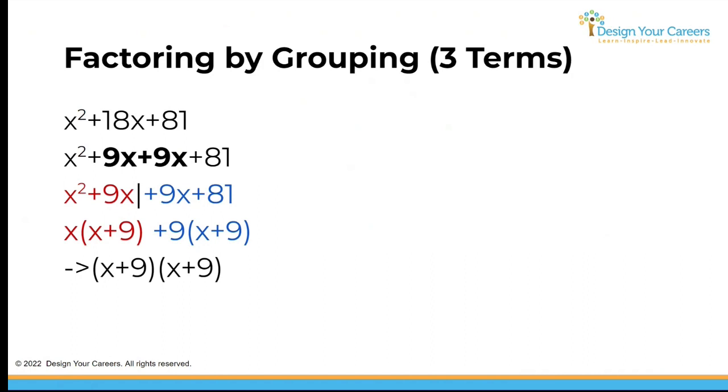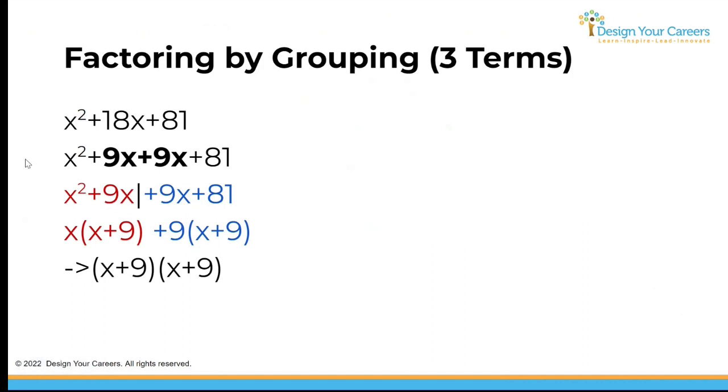Now what you're going to do is first find the factors of the constant, which is the term without the variable. Okay, so 81. And then you're going to find factors of this 81 that add up to the second term, 18x. So what are two factors of 81 that add up to 18? That would be 9 and 9, right? So 9 times 9 is 81, 9 plus 9 is 18.